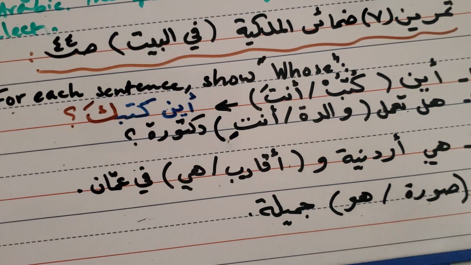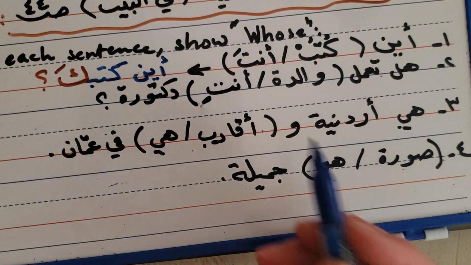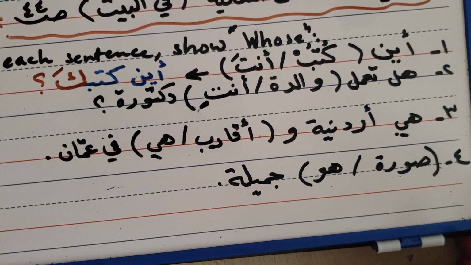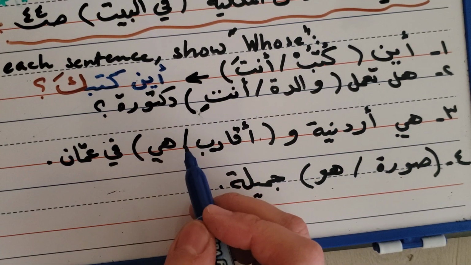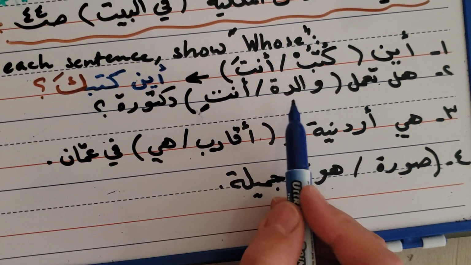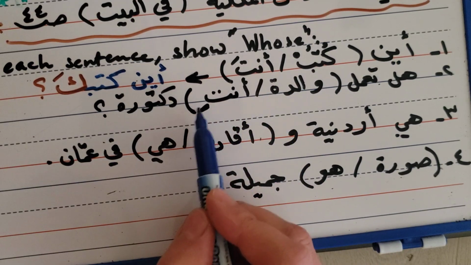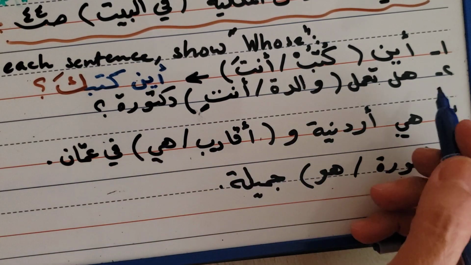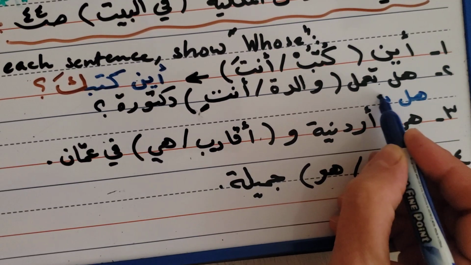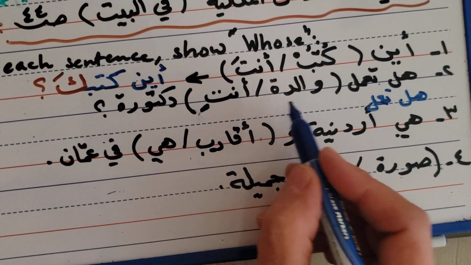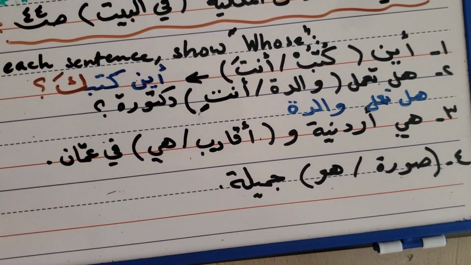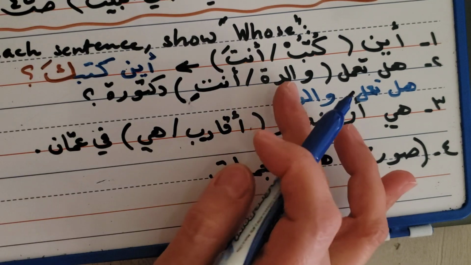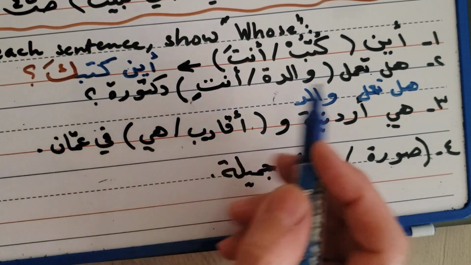Okay, هل تعمل والدة أنت دكتورة? Oh, so we're addressing a singular female person, or a singular feminine noun. So هل تعمل والدة, does your mother work as a doctor? So how are we going to change it? We say هل تعمل, and then we keep والدة, except we have to change the تاء مربوطة into تاء مفتوحة because it is now going to be attached to the pronoun.